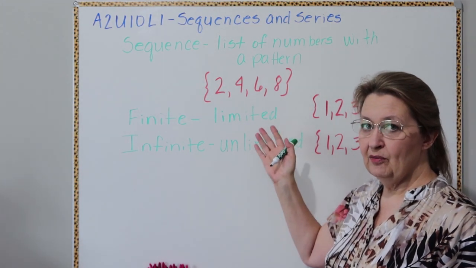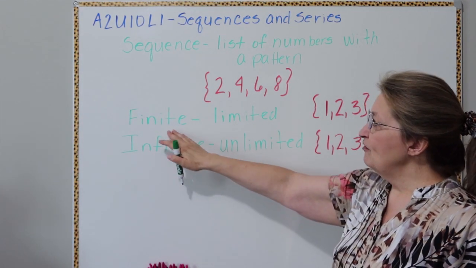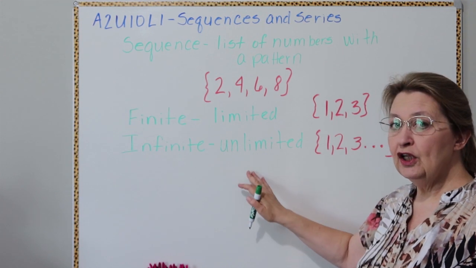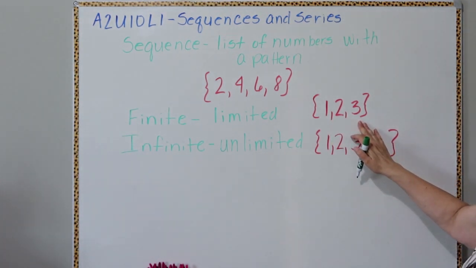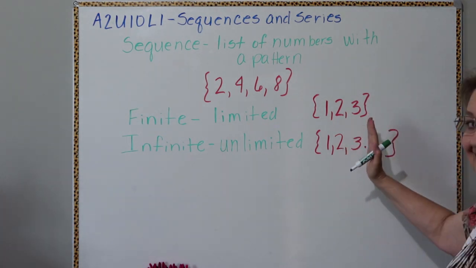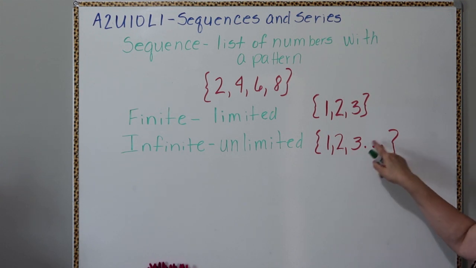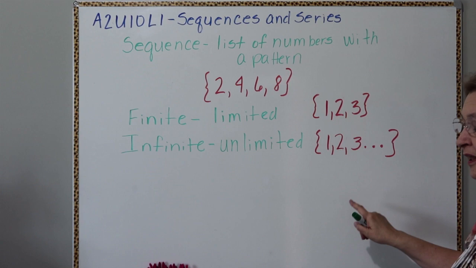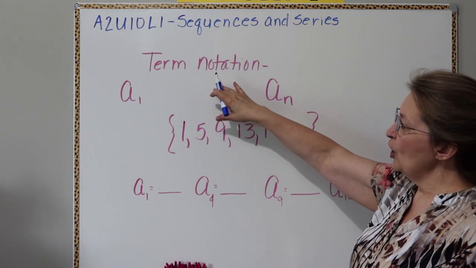That's a set of numbers and they have a pattern. They grow by 2 each time. We have finite sequences, which are limited, and infinite, which are unlimited. Now, an example of each one, 1, 2, 3, that's a finite sequence because it ends at 3. This sequence, 1, 2, 3, with your set of ellipses, that's those 3 dots, this is unlimited. It keeps on going.